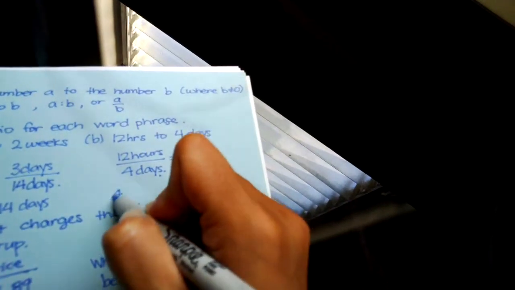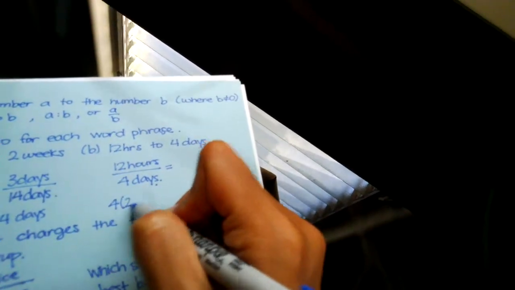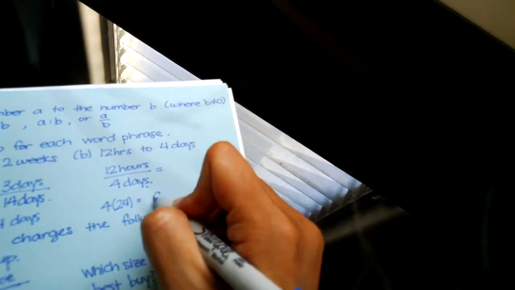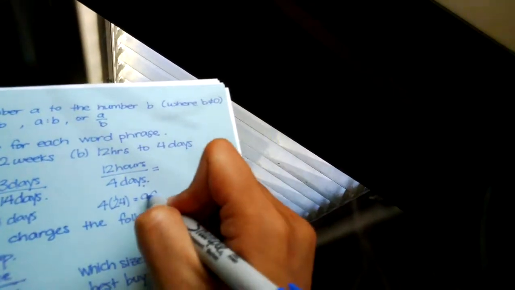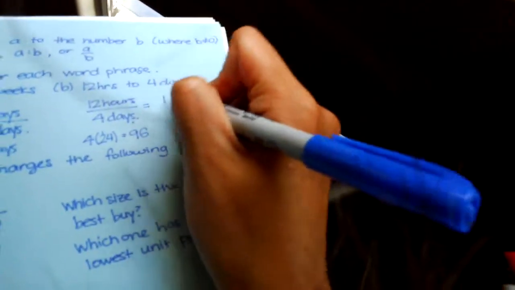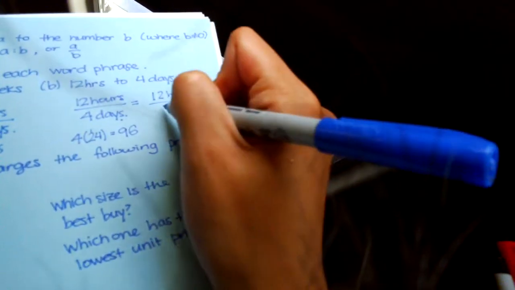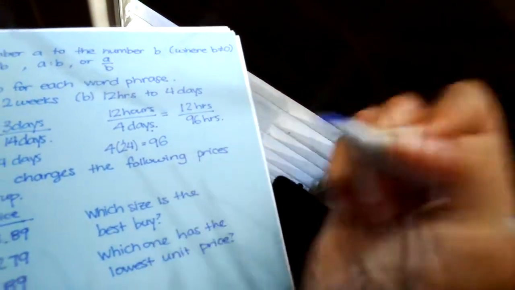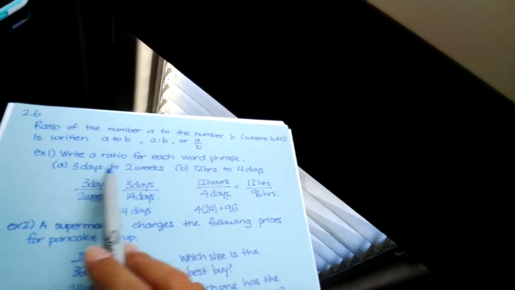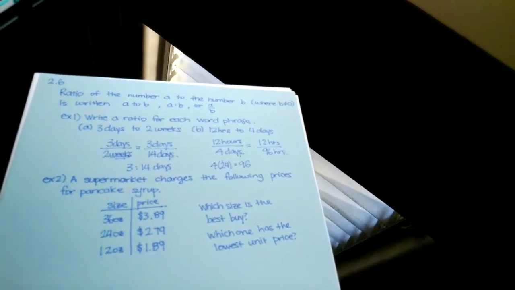If we want to turn 4 days into hours, we just multiply by 24, because there's 24 hours in a day. So check my calculation. 96 hours is in 4 days. So I'm going to write 12 hours to 96 hours. And that's the end of that part. All we needed to do was put the word phrase into a ratio. That's all that was necessary for that.